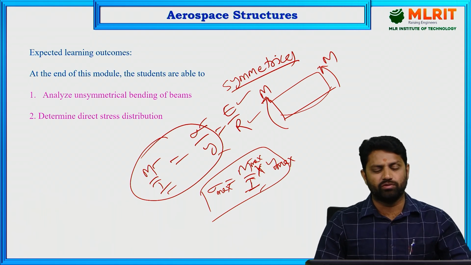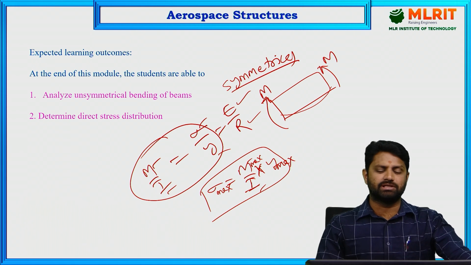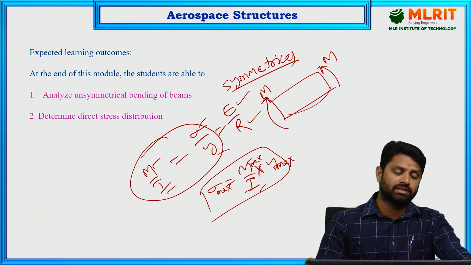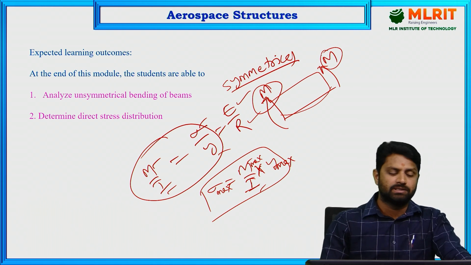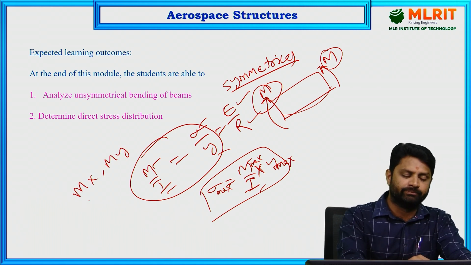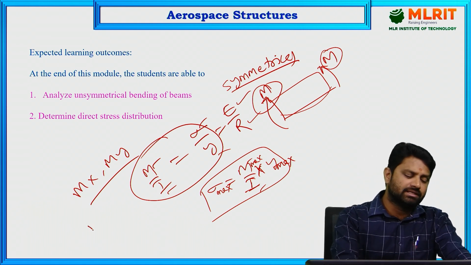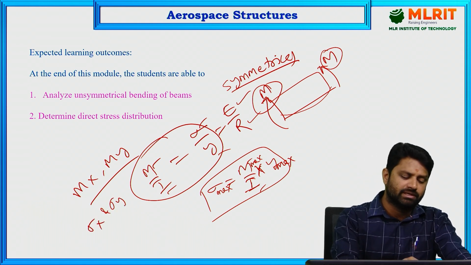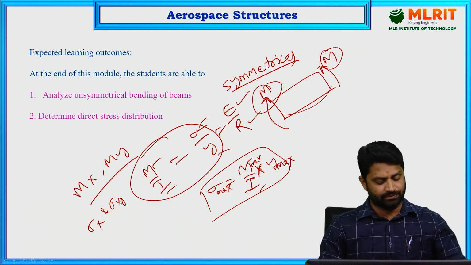But moving on, for practical applications we don't rely on symmetrical bending, and usually the bending moments are not the same on the x plane and the y plane. So now we are going to consider two bending moments, Mx and My, which again yield the stresses sigma x and sigma y. Like that, we are going to see the unsymmetrical bending of beams.